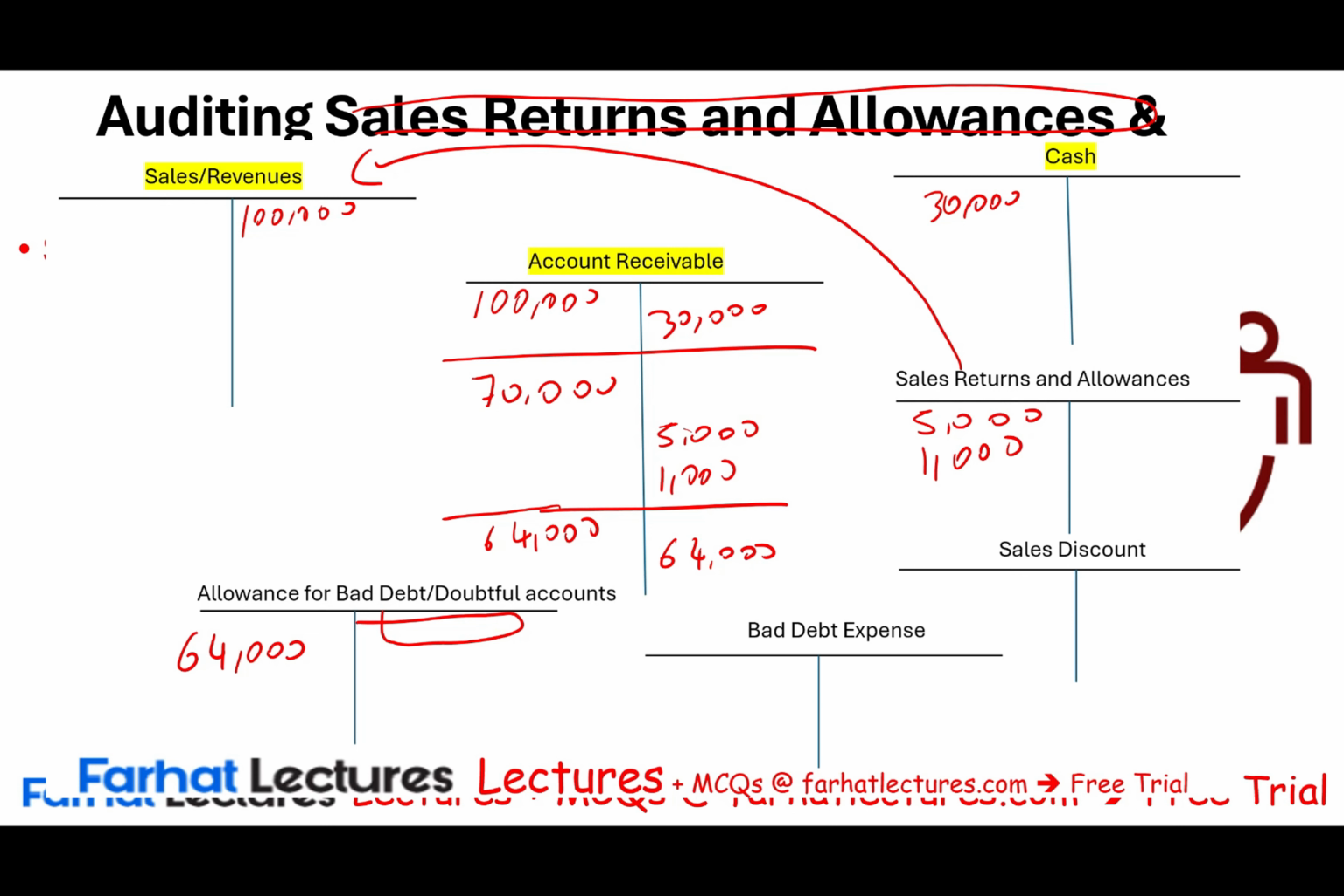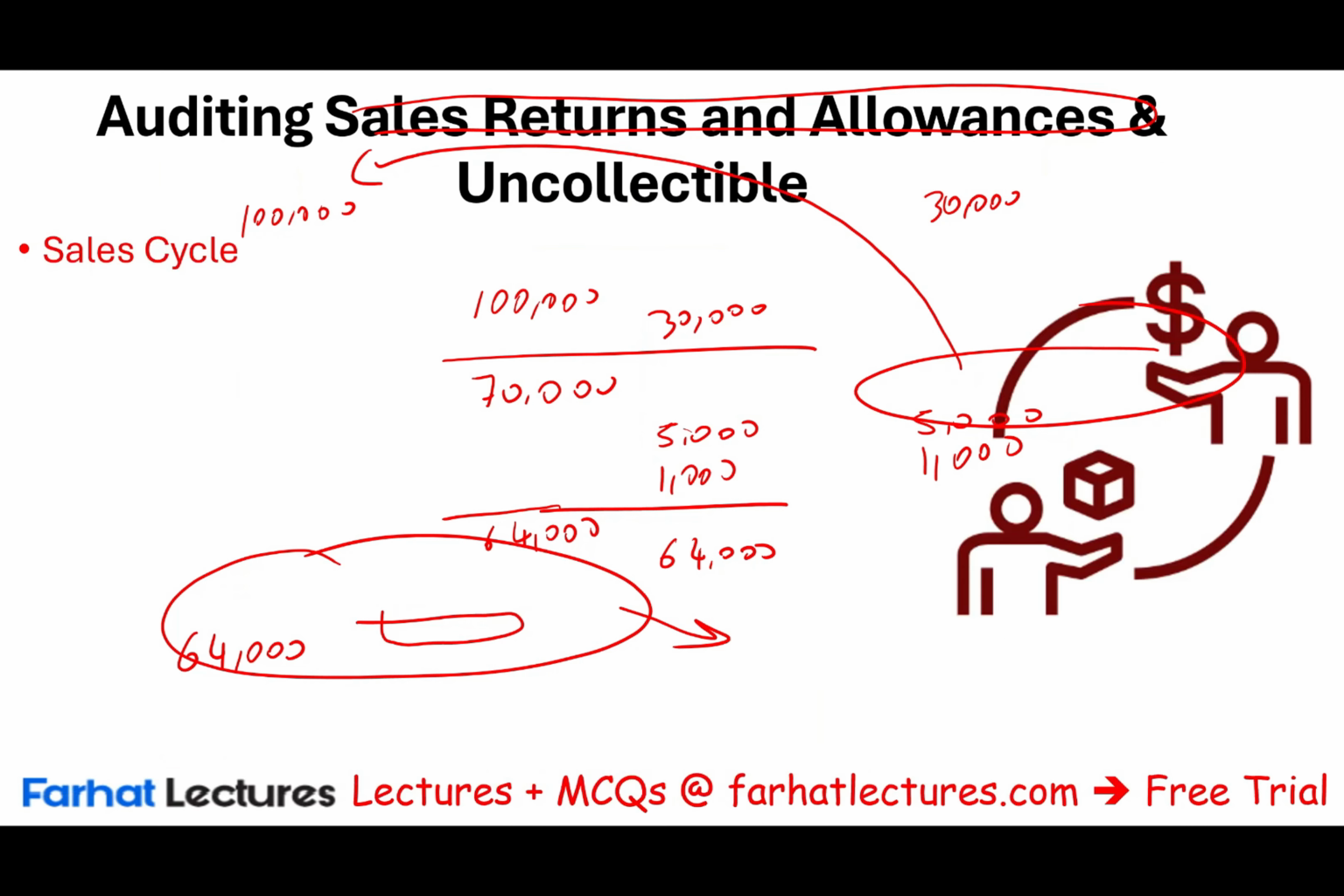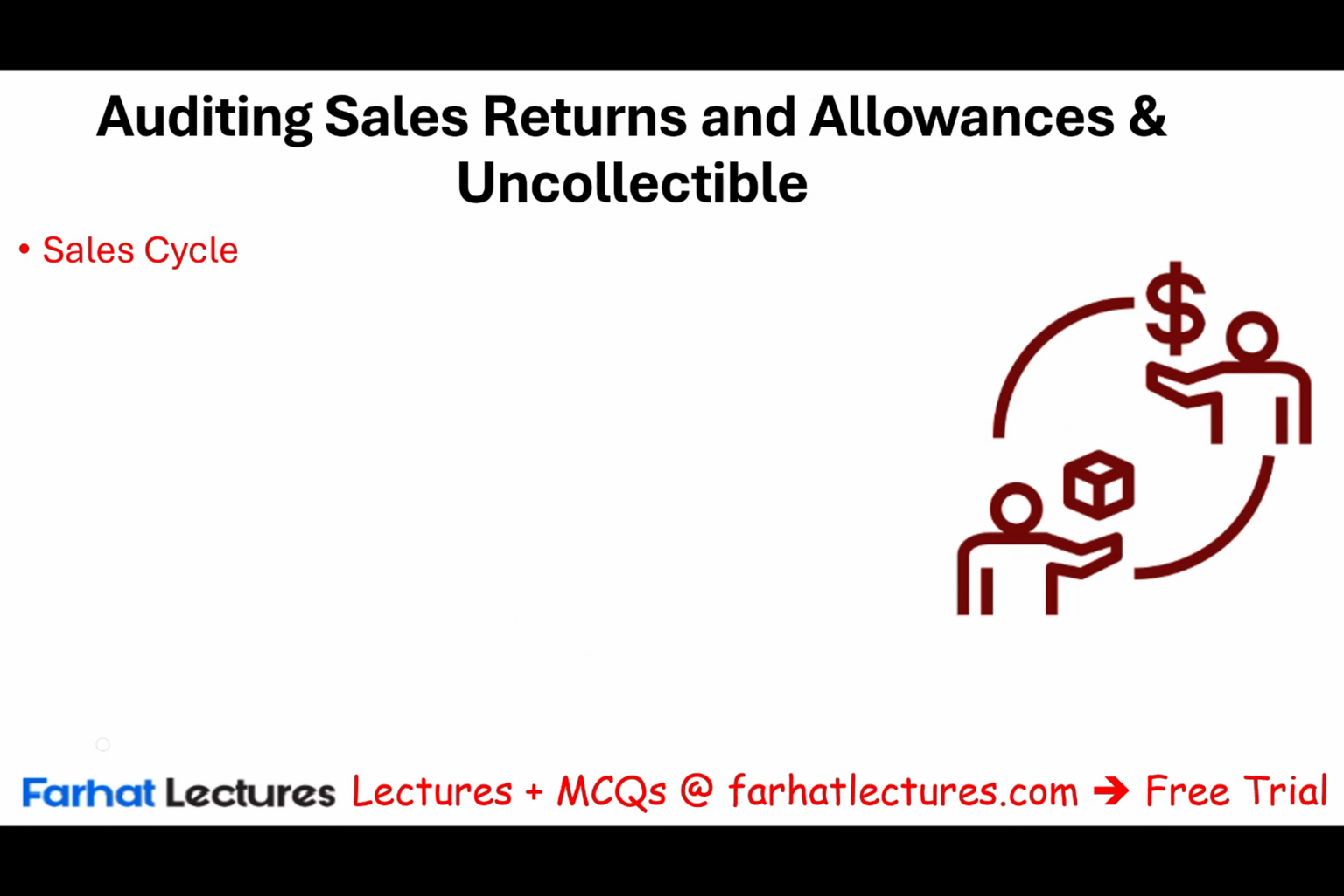So the point I'm trying to make here is sales returns and allowances, and the allowance for bad debt and bad debt expense, which we estimate at the end of the year, those are part of the sales cycle. So just want to make sure you know what we are dealing with. It's part of the sales cycle that we've been working with.